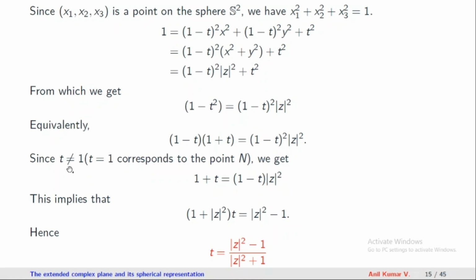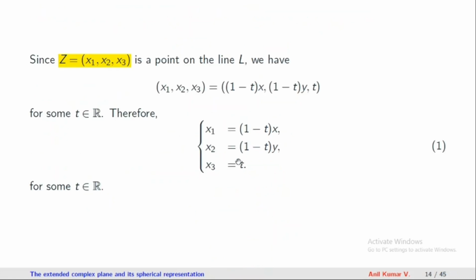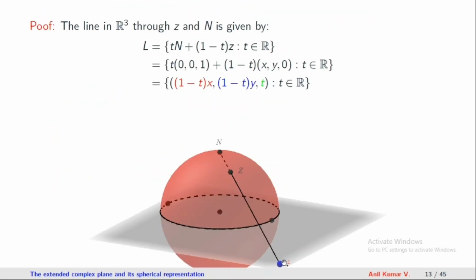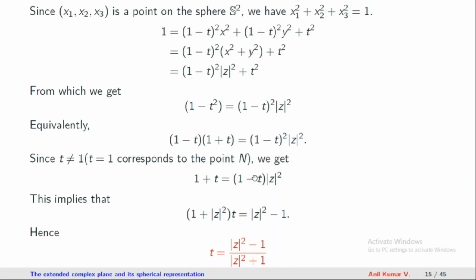Here t is not equal to 1. When t is equal to 1, we get the point n, and z is a point other than n. That is, t equal to 1 corresponds to the point n. So from this equation we get 1 plus t is equal to (1 minus t) into mod z square.